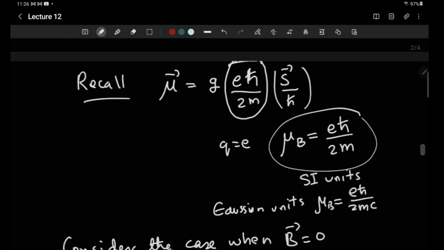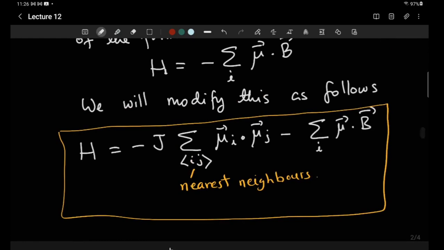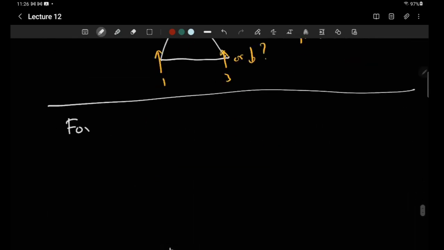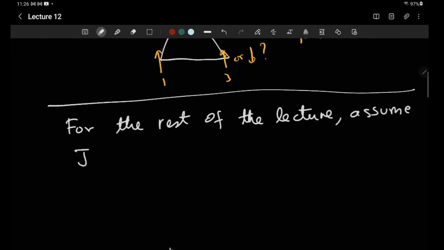But I just want to come back to this Hamiltonian. What we will do in the rest of the lecture, we will assume a ferromagnetic interaction, which means J is positive. For the rest of the lecture, that's what we will do. Is this clear? Okay, good. So assume J is greater than 0, that is, the interaction is ferromagnetic.